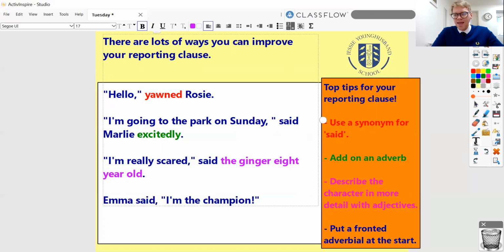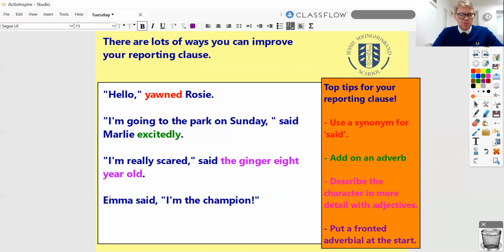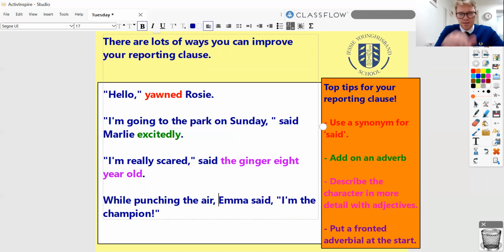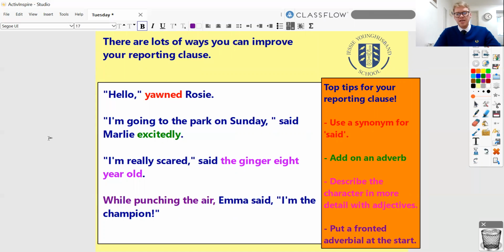And another thing we can do, if you're feeling really ambitious here, we know all about fronted adverbials, don't we? So could you put a fronted adverbial at the beginning of your reporting clause? It's probably going to need to be one of these ones where the reporting clause comes first, but it could be something like this. While punching the air, Emma said, "I'm the champion." That's a nice way to just make our reporting clause that little bit more interesting, isn't it?